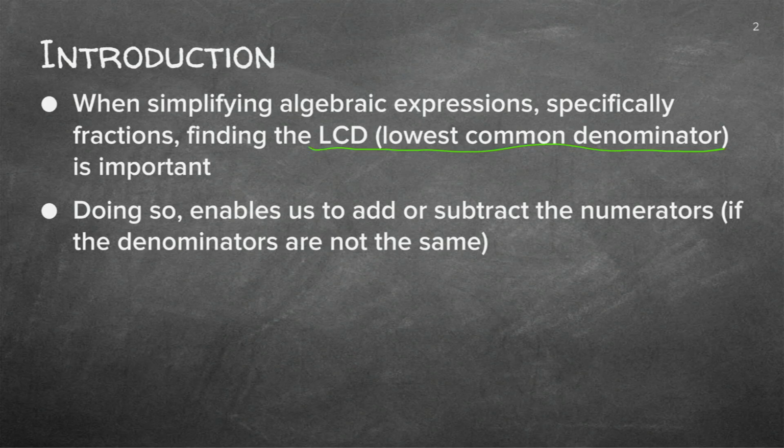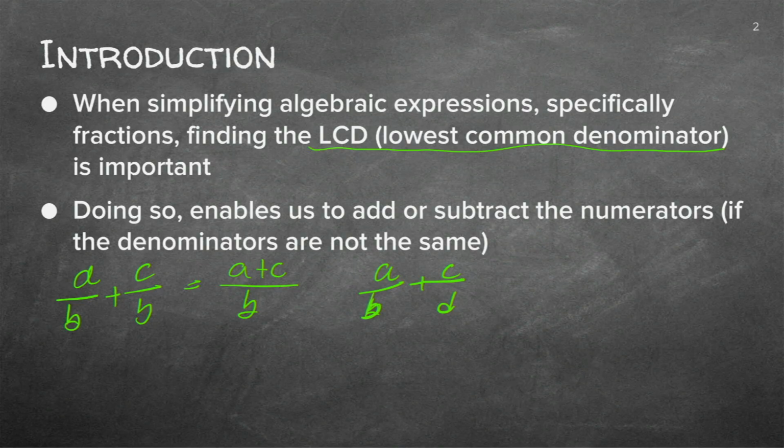If I have a divided by b plus c divided by b, it is quite easy for me to work with this because this is simply a plus c divided by b, because I have one denominator. But if I have a over b plus c over d, things are quite difficult because my denominators are not the same.